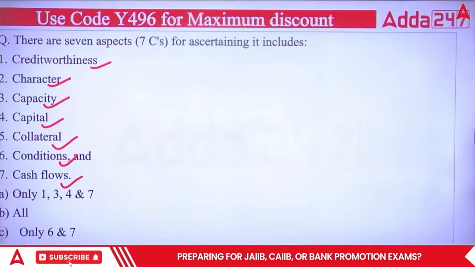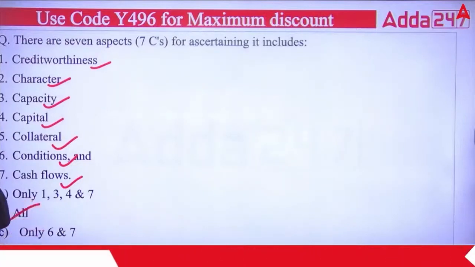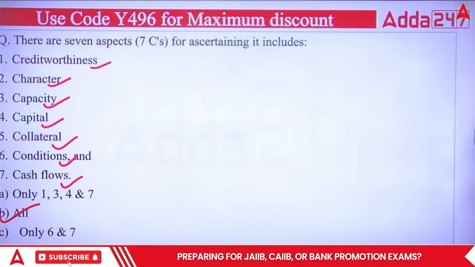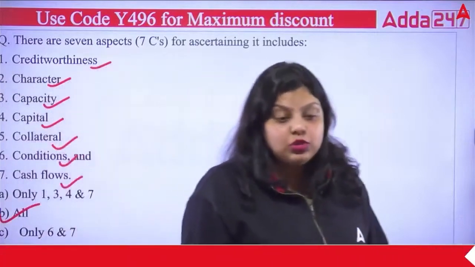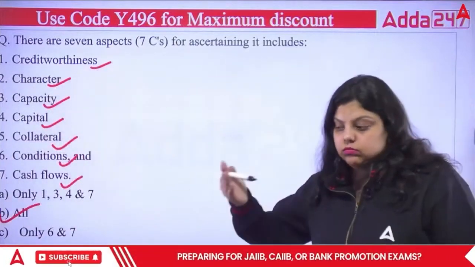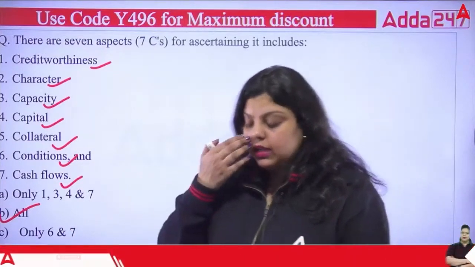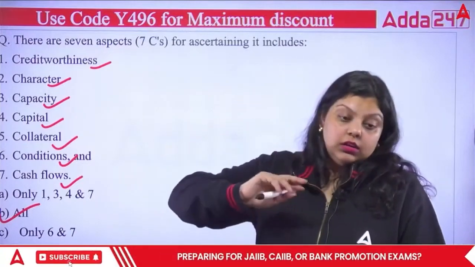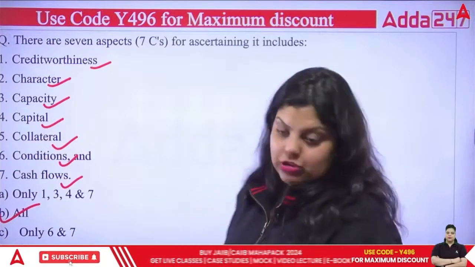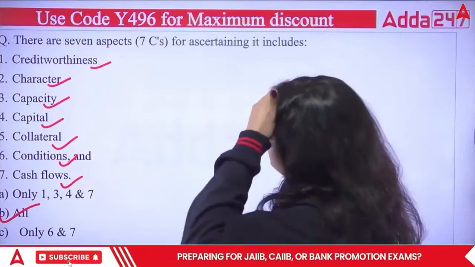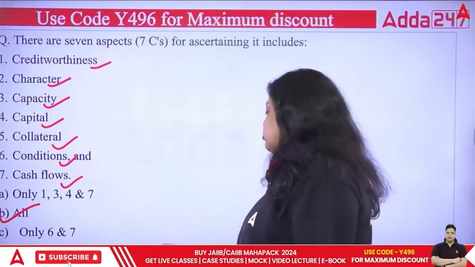Okay. So the right answer for this particular question is that all are the 7 aspects, or the 7 C's, of ascertaining. The credit worthiness tells you about your credit history: how much loan you have taken and how much you have returned. Have you done any default or credit fraud in the banking sector or any financial sector? That will be checked with credit worthiness. The character we have seen, very basic. Capacity, capital, collateral meaning securities, conditions, cash flow, etc. So the right answer will be all.